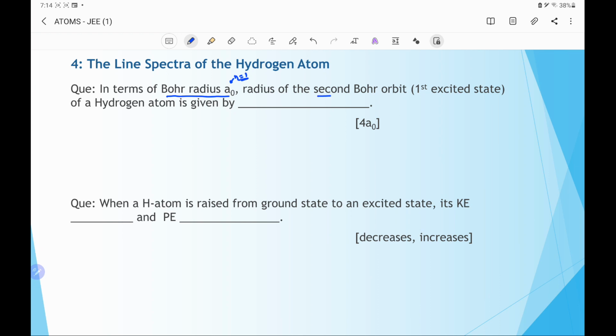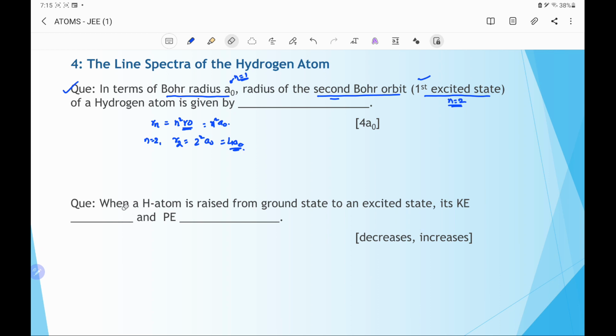The radius of the second Bohr orbit, that is the first excited state of the hydrogen atom, is, we know that the radius of the nth orbit in hydrogen atom is n square r0, where r0 is the radius of the first orbit, and it is given here as a0. So for the first excited state, that is n equal to 2, actually it is the second Bohr orbit, r2 will be equal to 2 square into a0, that is equal to 4a0. This is the answer.